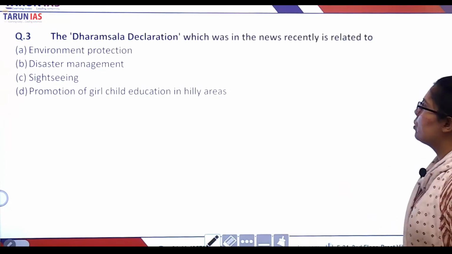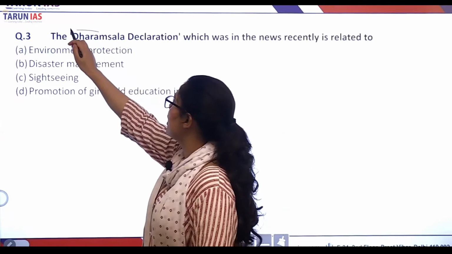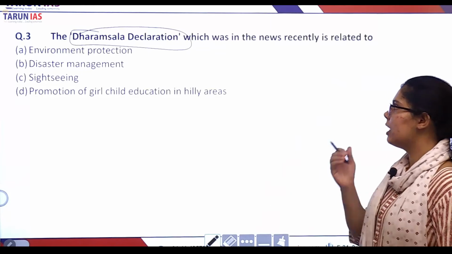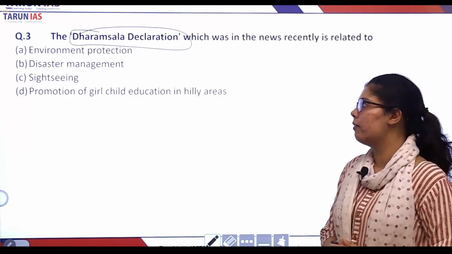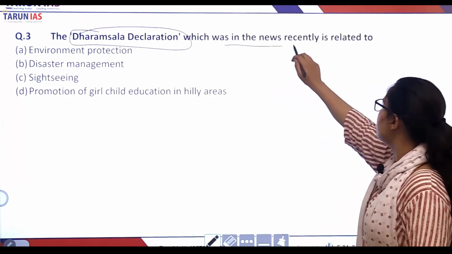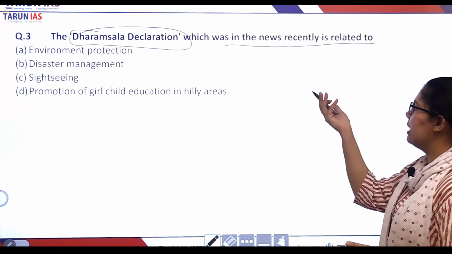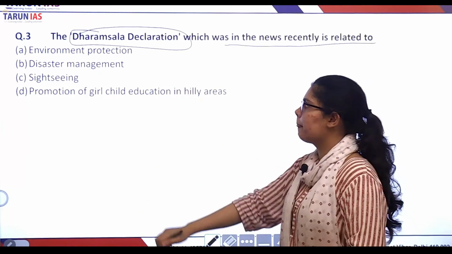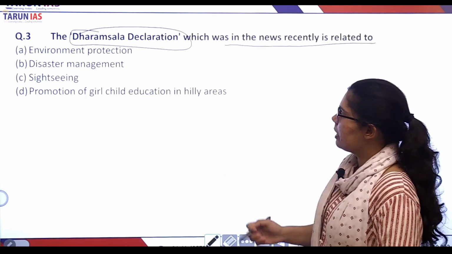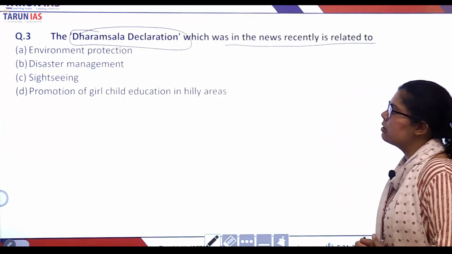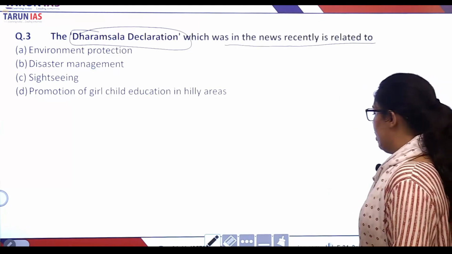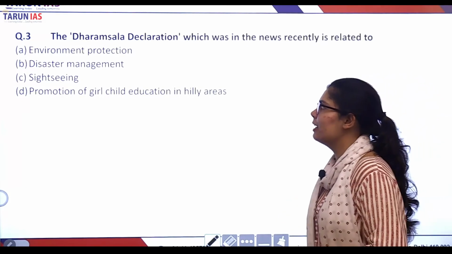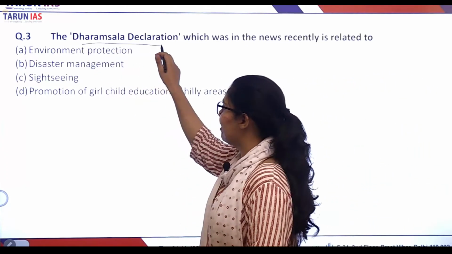Next MCQ talks about the Dharamshala Declaration. You know India has a huge tourism potential. So Dharamshala Declaration by now you all must be aware of. So why was it in news recently and how is it related? Some of the statements are given and you have to choose the correct statement. Environmental protection, disaster management, sightseeing, promotion of girl-child education in hilly areas. None of the options actually are very incoherent with the Dharamshala Declaration.